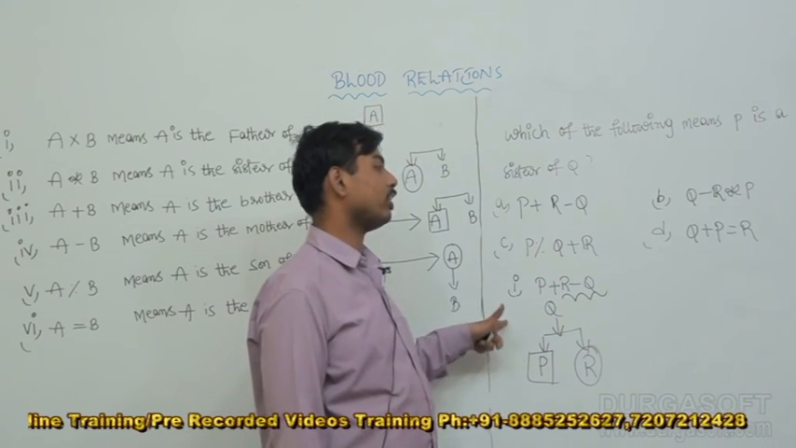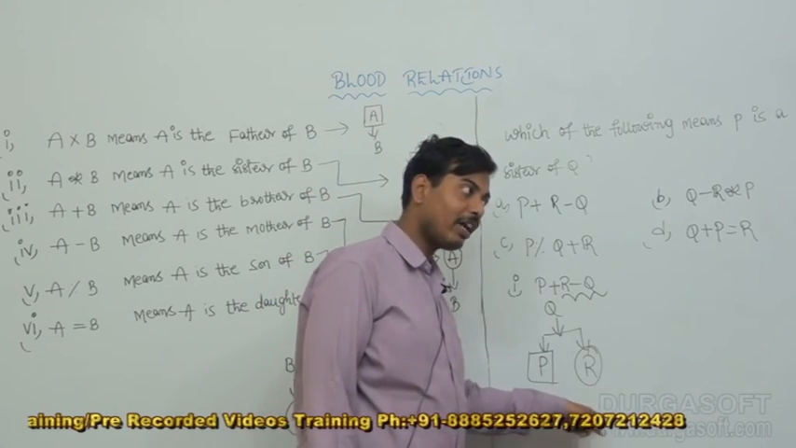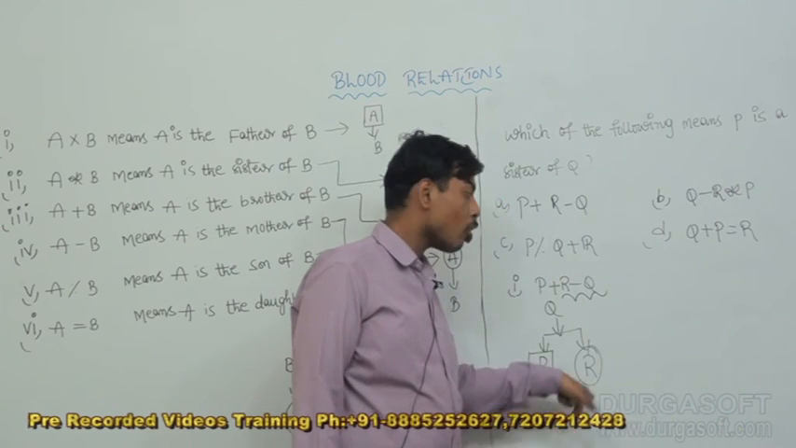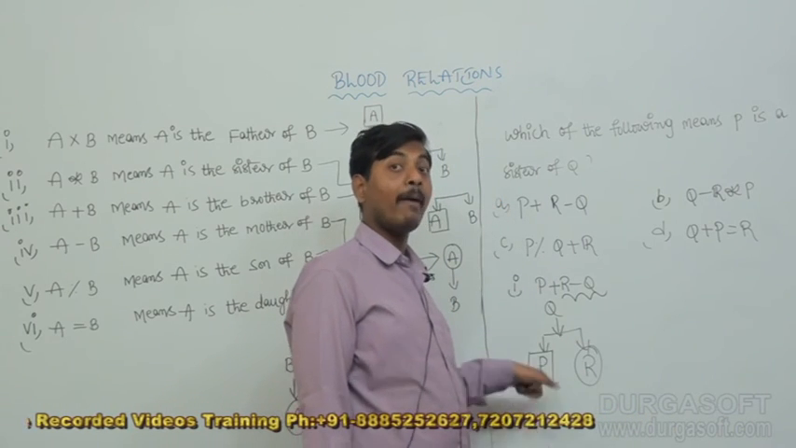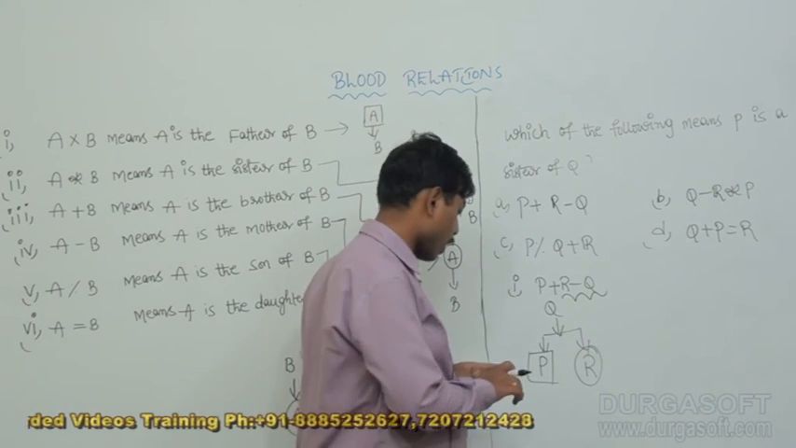With respect to this family tree, P is the brother of R, and R is a sister of P. P and R are brothers and sisters. Alright, let us go for the next one.